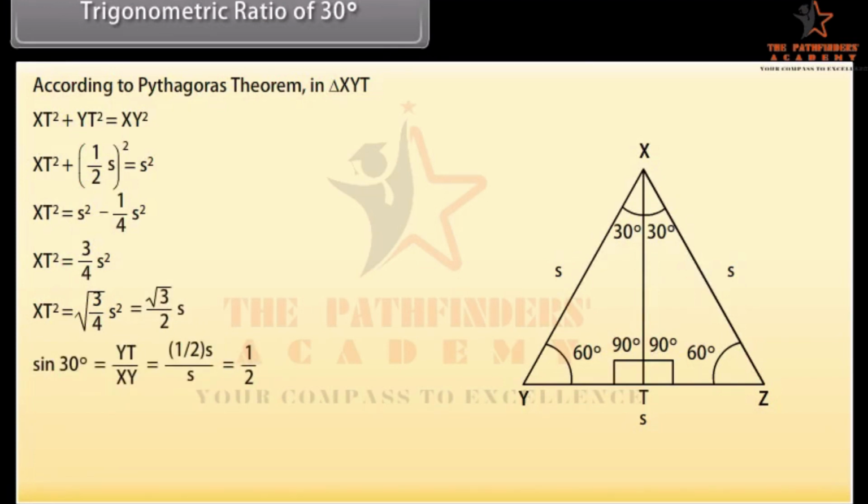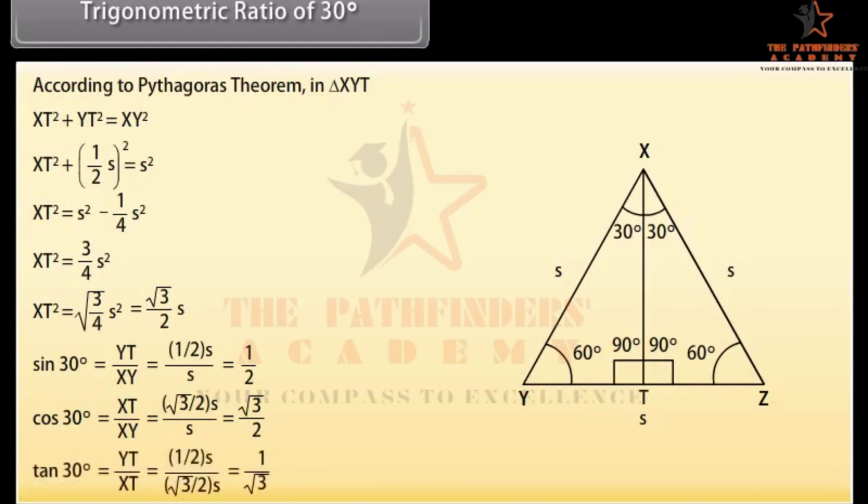Sin 30 degree is equal to YT upon XY equals 1 upon 2s upon s, which is equal to 1 upon 2. Cos 30 degree is equal to XT upon XY, which equals square root 3 upon 2s upon s, which equals square root 3 upon 2. Tan 30 degree is equal to YT upon XT equals 1 upon 2s upon square root 3 upon 2s, which equals 1 upon square root 3.